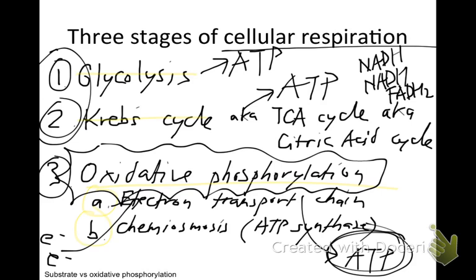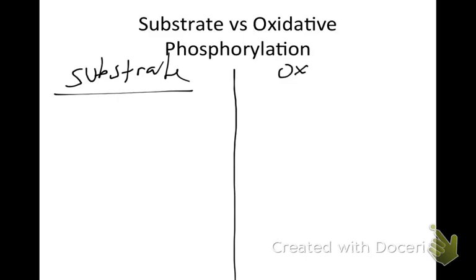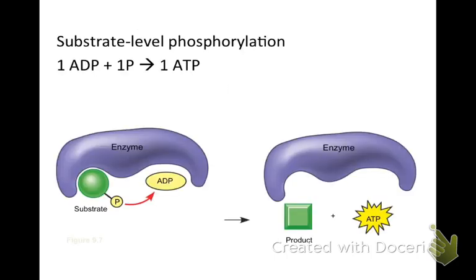Okay, so before we go into the exact mechanisms of the stages, it is important to note something called substrate level versus oxidative phosphorylation. Substrate level phosphorylation versus oxidative phosphorylation is going to be kind of the bridge between making little ATP on the molecular side of things and making a lot of ATP on the cellular respiration side of things.